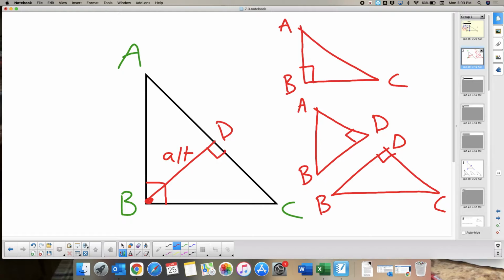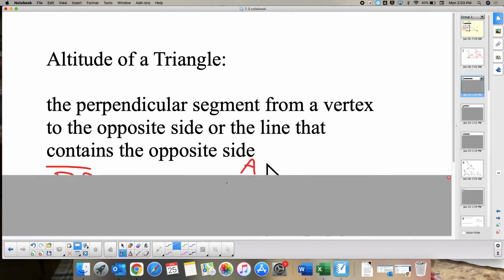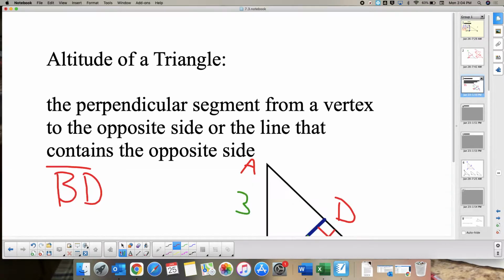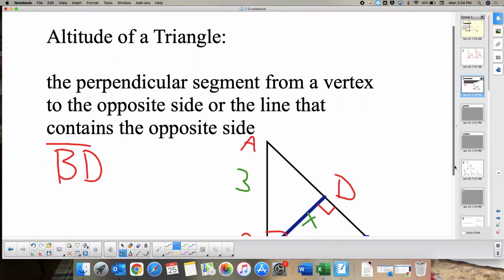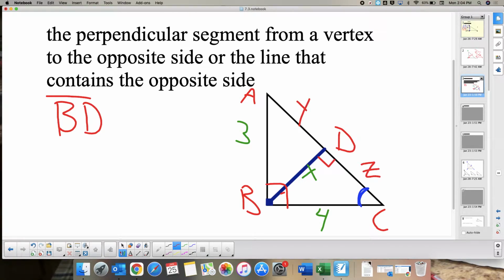So the first thing to go over is that altitude of a triangle, as we said. It is the perpendicular segment from a vertex to the opposite side. Technically it says, or the line that contains the opposite side. So here, this altitude, it is x. Now what we're going to learn to do today is go through and find those other pieces. Maybe we'll learn to find x here, or maybe we'll try to find y, or maybe we'll try to find z. There's going to be different ways that we can do it.